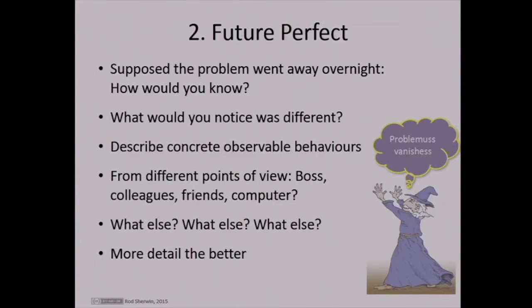And then we shifted to his mobile phone. What would your mobile phone notice was different? Well, I'd be making more calls rather than just waiting on calls. So all of those were actions that he could take that were externally observable that would have an effect moving towards his solution.